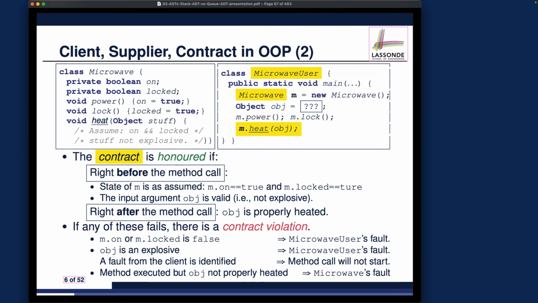So we learned about the notions of client, supplier, and also contractual relation, or just contracts. But before we can really define what an abstract data type is, we need one more concept before we can get there, which is called modularity. Let's now talk about modularity, and then combined with client, supplier, contracts, we will be able to define abstract data type.